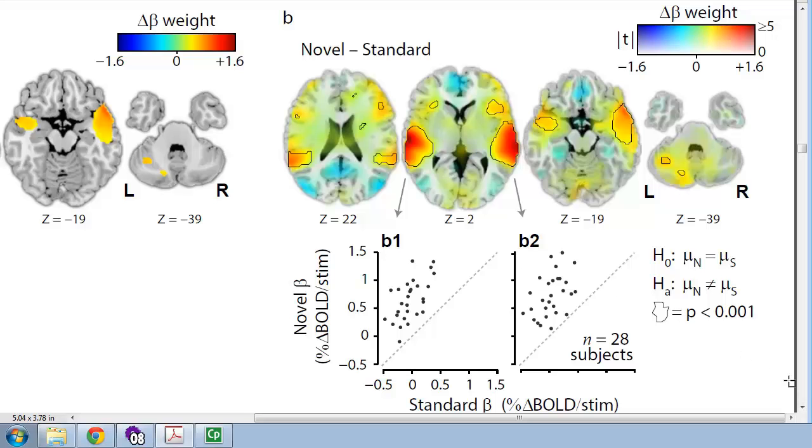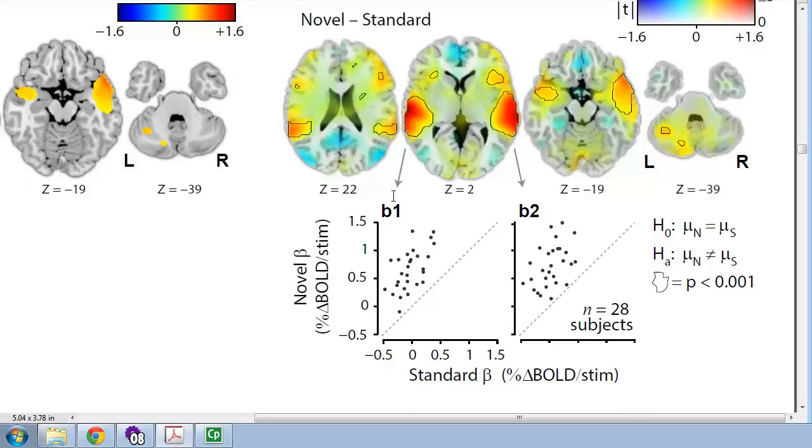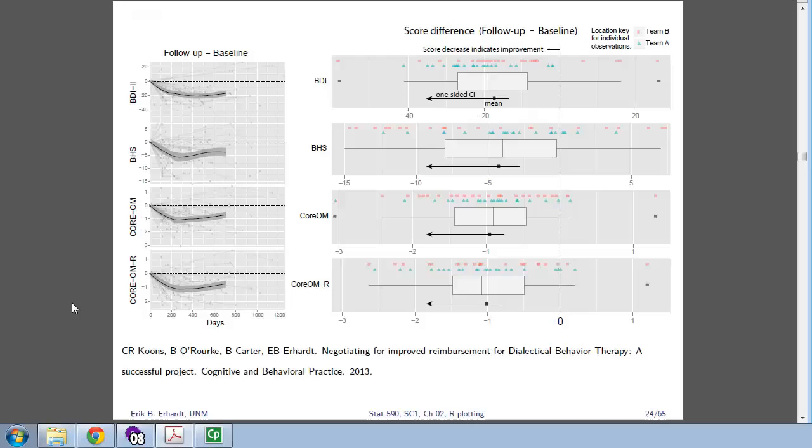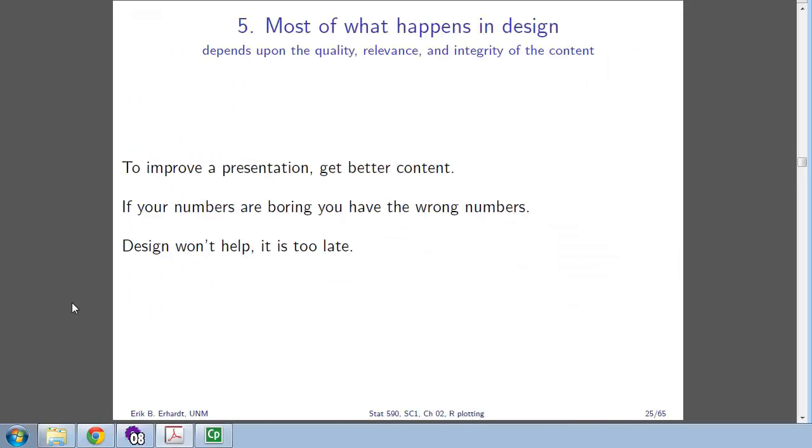Furthermore, we've added a second scatter plot, which shows for each of those regions, for the left and for the right, we have a standard along the horizontal axis, we have the novel along the vertical axis, and a scatter plot of those. And you can see that the points are higher for the novel dimension than the standard, and that's what's being shown. We've got 28 subjects here. So show more, hide less. That's our principle. And I'm going to skip another plot that shows the same thing.